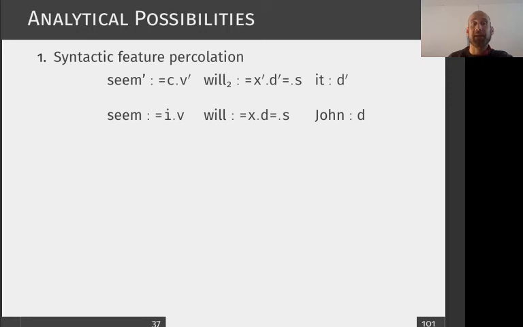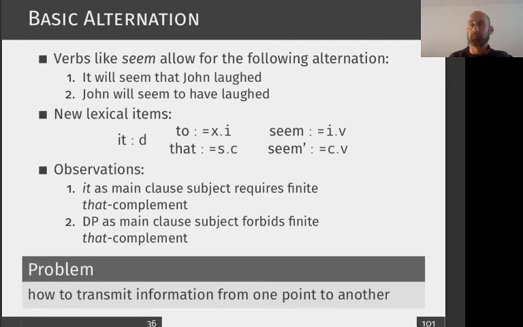We could have syntactic feature percolation, okay, which... I'm sorry, let me back up a bit. These lexical items don't work, right? They overgenerate, right? Because it is a D, and we want it to be a D because it combines with will.